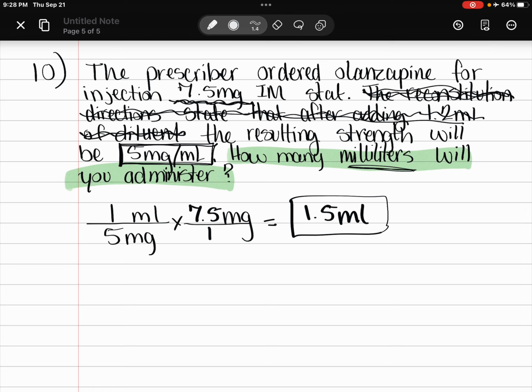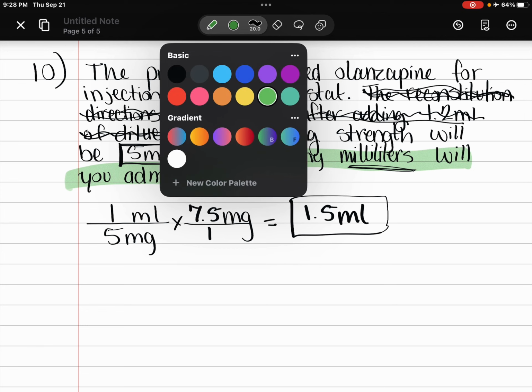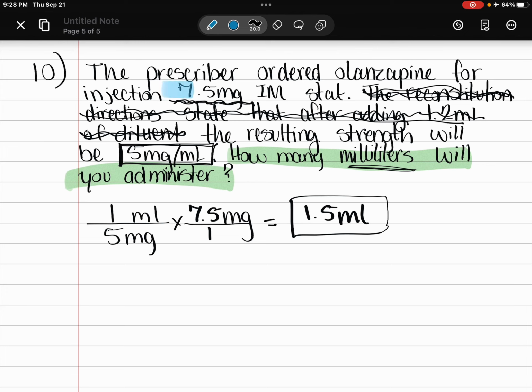So if you read it again, the prescriber ordered olanzapine for injection 7.5 milligrams intramuscular stat. The reconstitution directions state that after adding 1.2 milliliters of diluent, the resulting strength will be 5 milligrams per milliliter. What you really need to get out of this problem is that the only thing you need to know is what is the order. What is ordered? 7.5 milligrams. Okay, well, what is the strength of that medication? 5 milligrams per milliliter. Everything else in that problem is irrelevant.